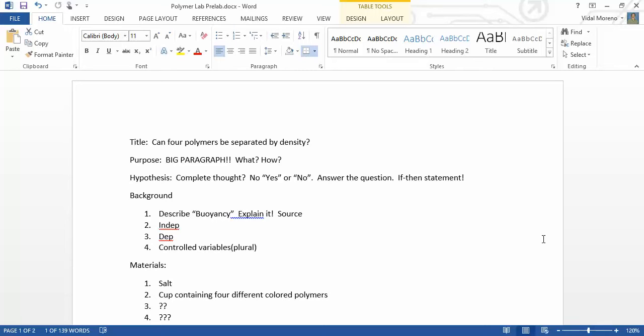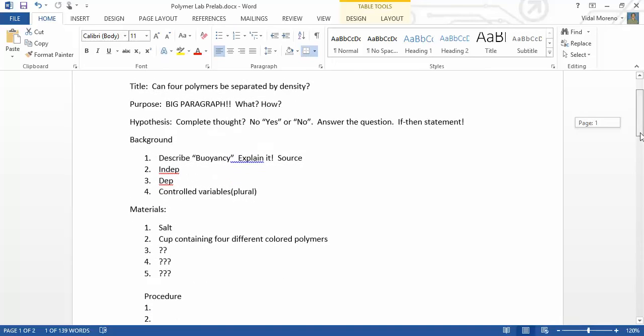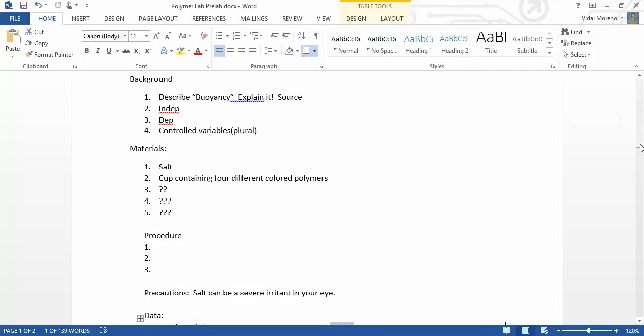Yes, Caitlin. By having different amounts of salt, what did you change? The density of the water. What were you able to do because you changed the density of the water? So if you blank, then you will be able to blank. Don't put "you." "You" is a personal pronoun. Folks, controlled variables. I will expect to see at least 2 of them.